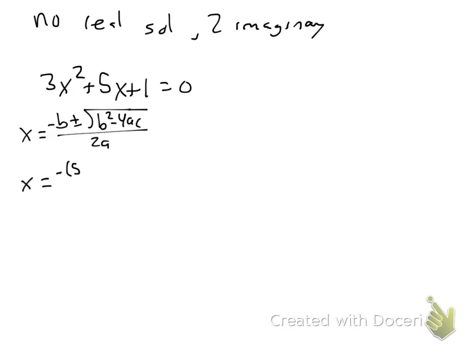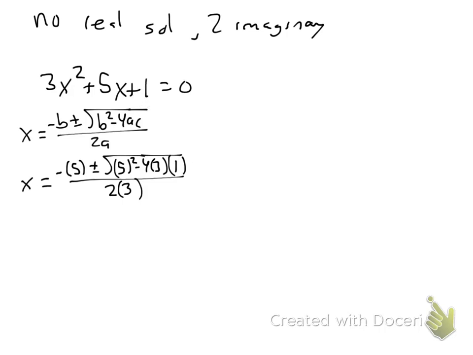So negative of 5 plus or minus the square root of 5 squared minus 4 times 3 times 1 all over 2 times 3. I feel like I might have wrote this down wrong because this does not come out. Let me take a look at this one. Yes, I made a mistake of writing this down.